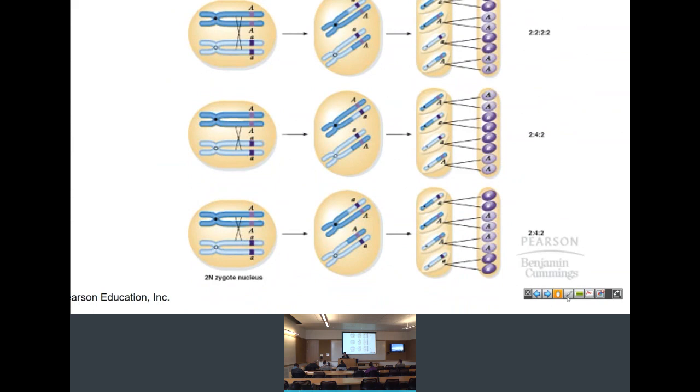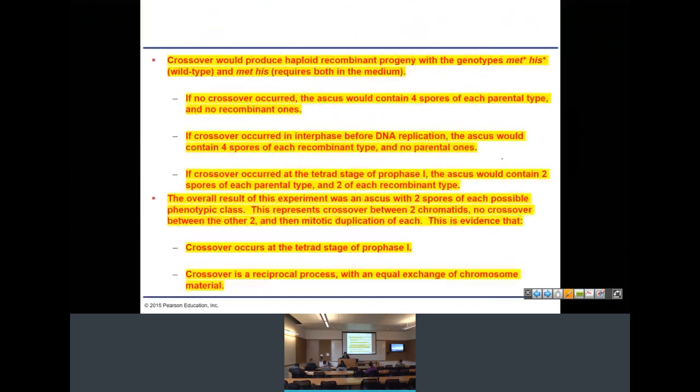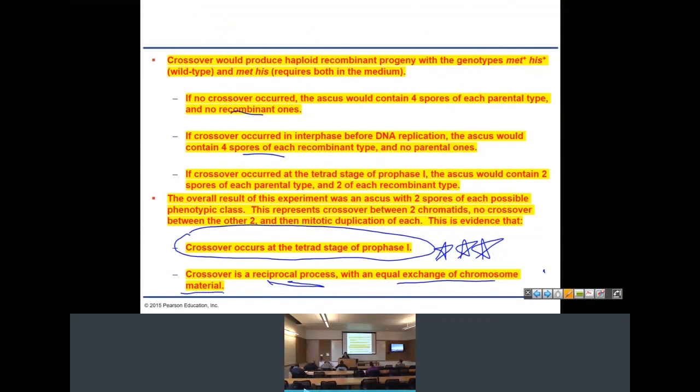Okay? So what they found out was, let's go back one. These are the options. No crossover, crossover. They found out that crossover occurs at the tetrad stage of prophase 1. It is reciprocal with equal chromosome exchange. Okay? This experiment is the evidence to show us that it is during prophase 1 that there is a crossover. Okay? Facts that you hold true. Any questions?